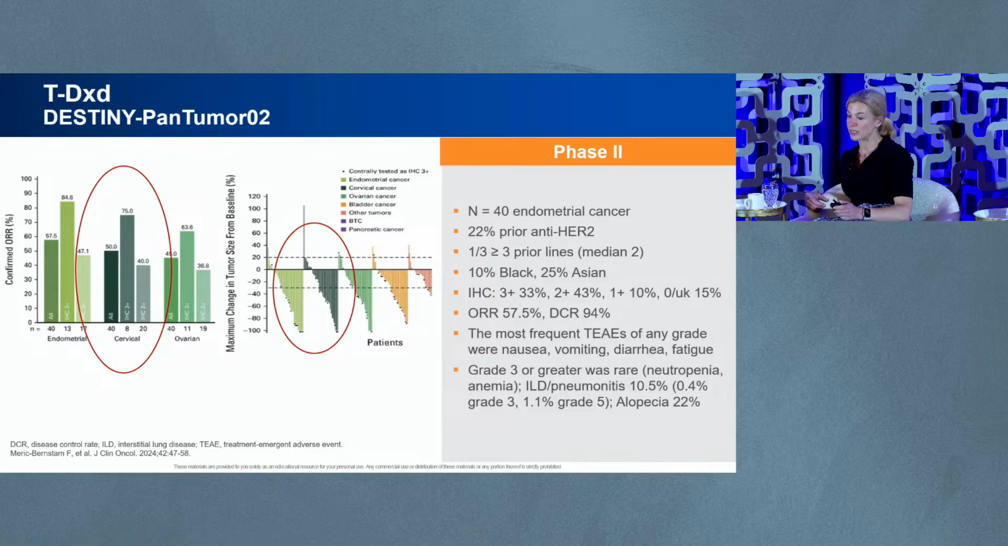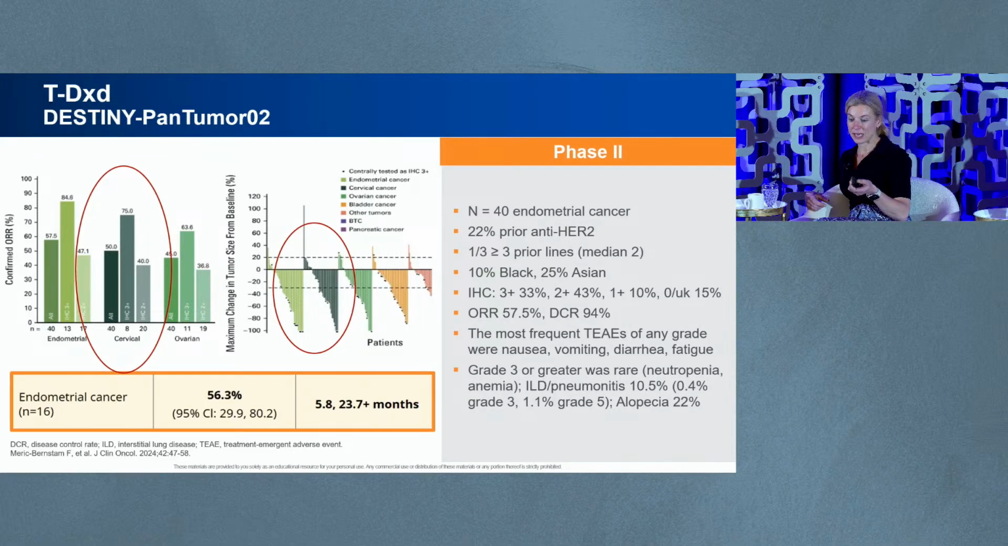22% received prior anti-HER2. A third of the patients had 3 or more prior lines. A third was IHC 3+. And in the overall study population for these 40 patients, the objective response rate was 57%. You see the side effects here, ILD, pneumonitis, about 10-11%. We still see some alopecia.